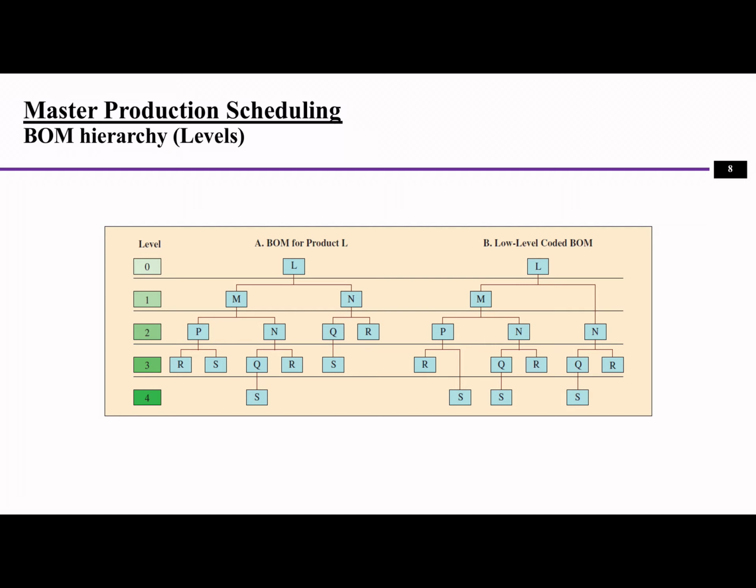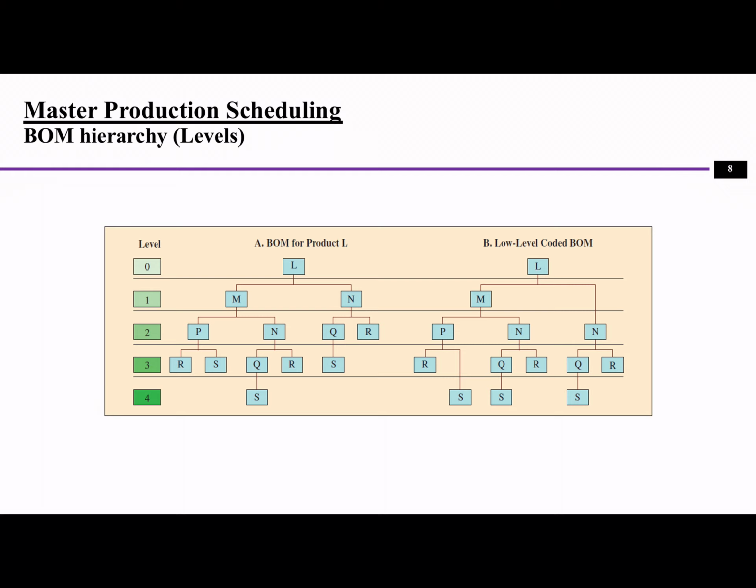All right, so when we are composing the product tree, we first need to know the hierarchy of the product, right? So, for example, in this case, L is the final product, or the big component part. It is composed of M and N, and then M is composed of P and N, and N is composed of Q and R. And in this way, you can see there are different levels: 0, 1, 2, 3, 4. Level 0 is always the final product.